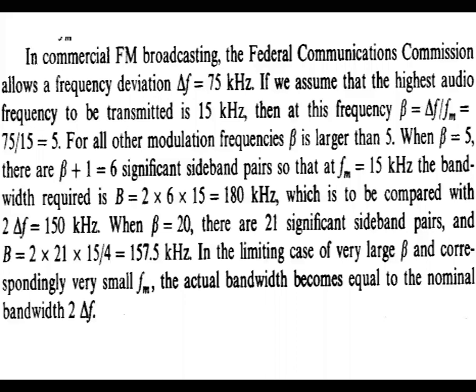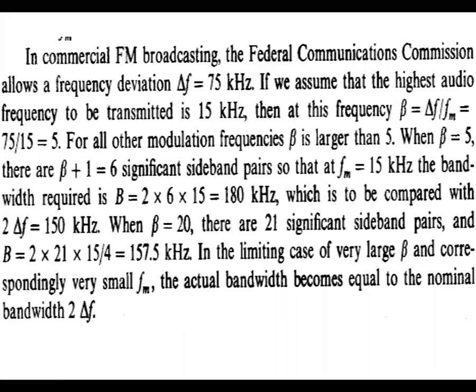So the commercial communications bandwidth of FM should be 180 kilohertz only; you should not go beyond that value for any beta value. Beta is the modulation index, related to the number of sidebands n. Six is the maximum limit. As beta goes on increasing to 20, what is the bandwidth now?